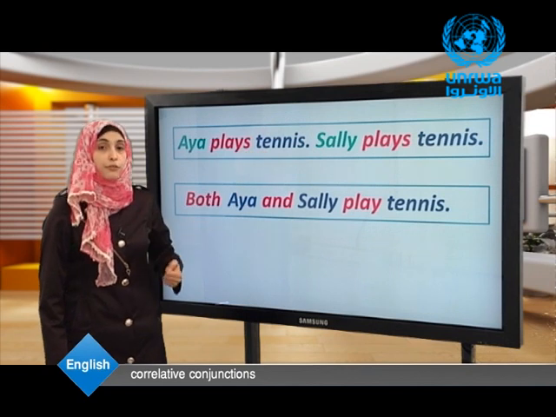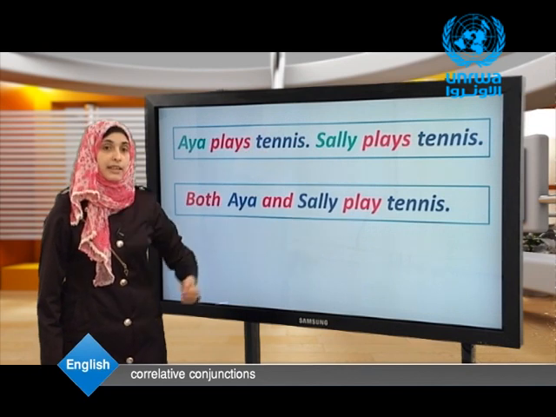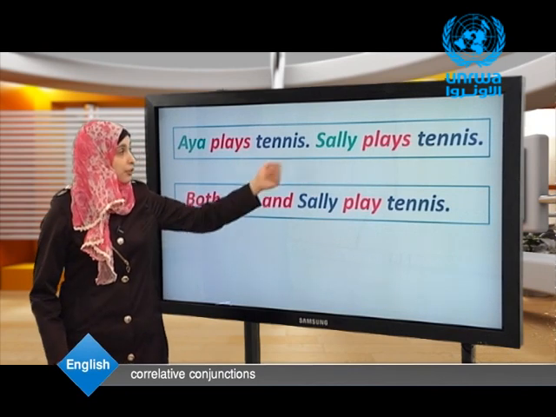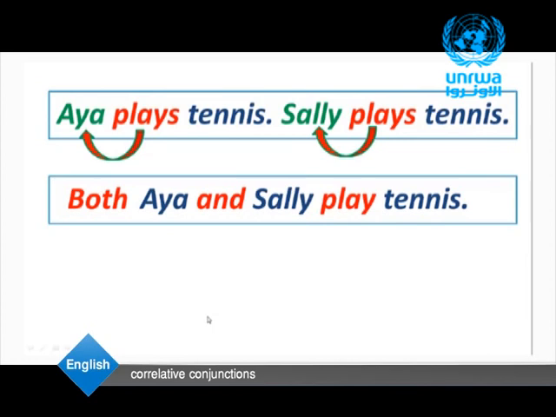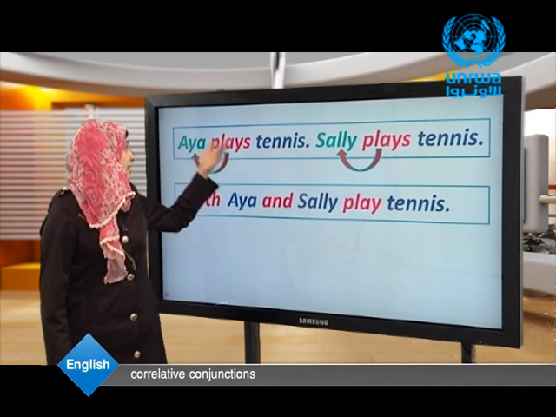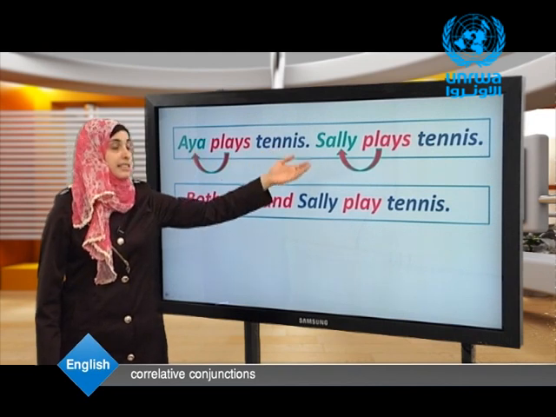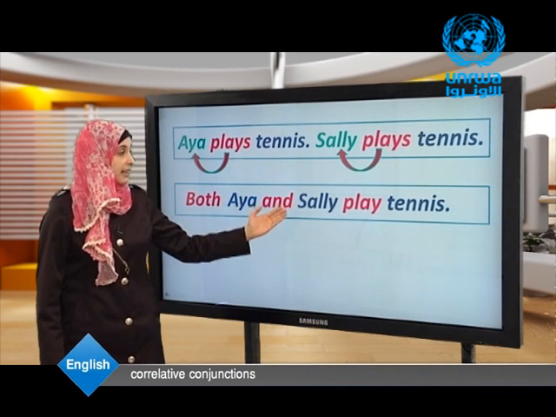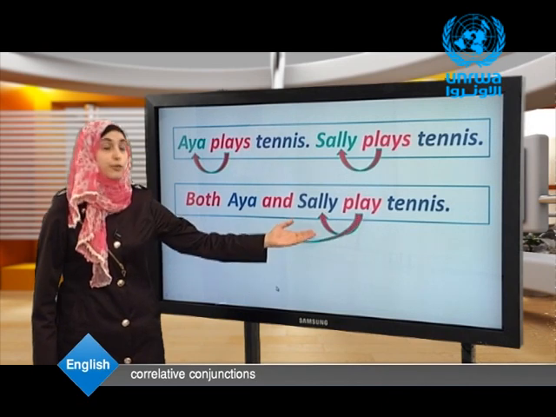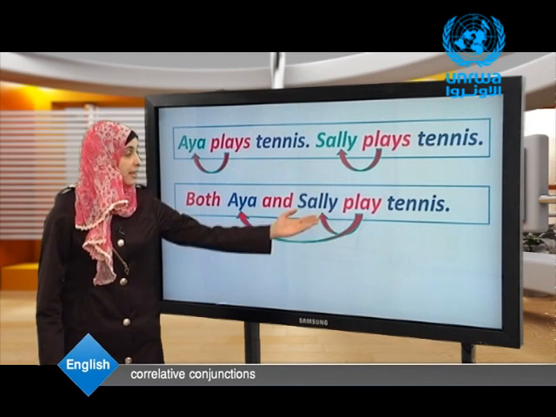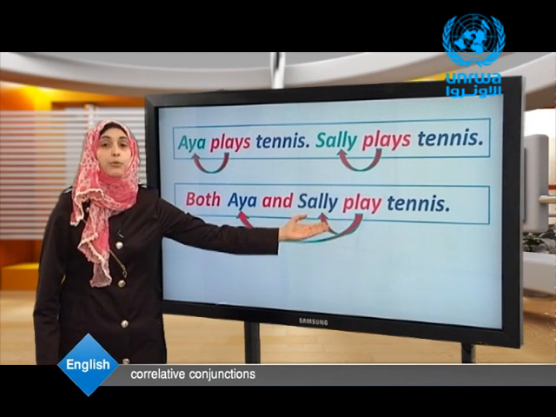Now look at the verbs here. Plays and play. Why did we use plays here and play there? Look at the first two sentences. The plays refers to Aya and the plays refers to Sally. Notice here we have two sentences, Aya plays tennis, Sally plays tennis. But here we have only one sentence, both Aya and Sally play tennis. And the verb play refers to Aya and Sally. It refers to both of them. That's why we used it in the plural form.